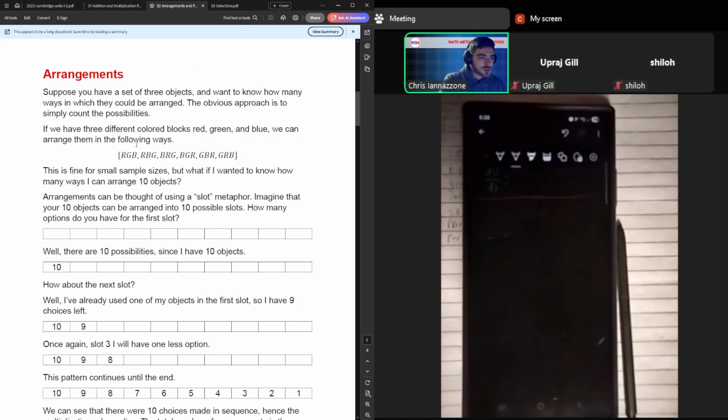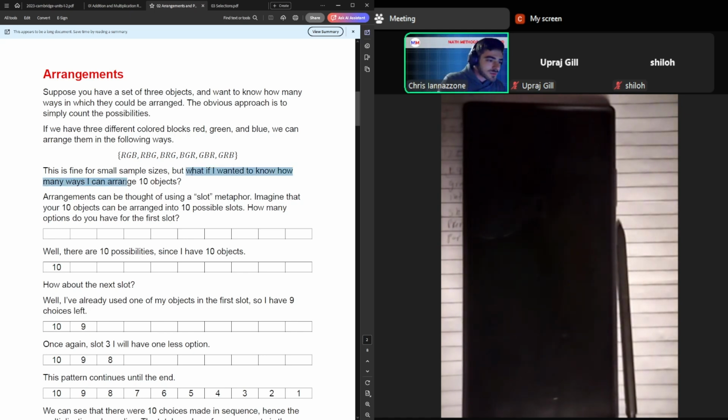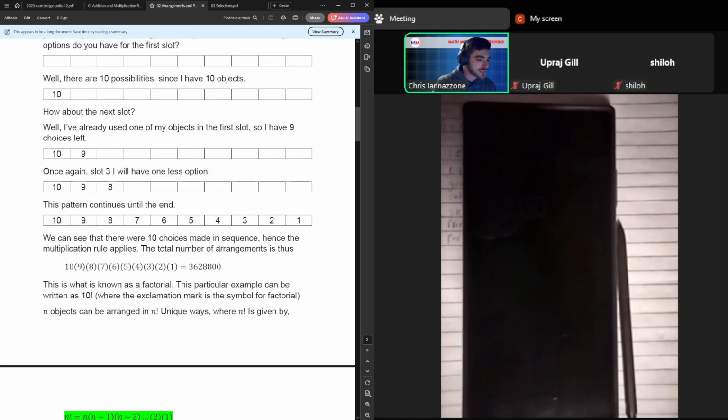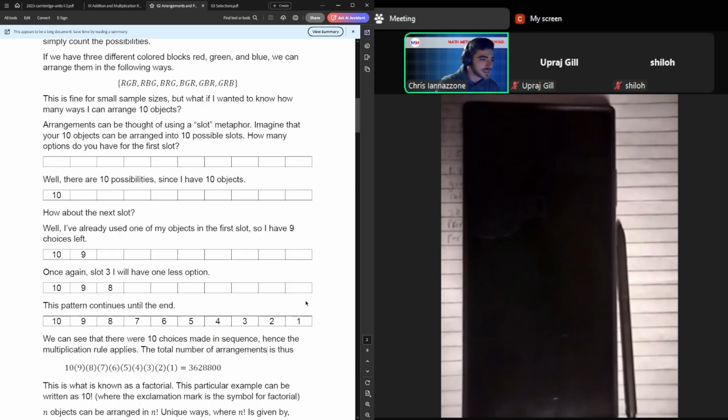Well, an obvious way to go about that would just be to literally count out the possibilities. If you have 3 different colored blocks, red, green, and blue, then figuring out the sample space by just toggling each of the blocks over and over again until you get all the unique combinations wouldn't be the end of the world. What gets more complicated is when you have 10 objects. That's a lot more counting to be done. In fact, if we take a sneak peek at how many combinations there are, pretty sure that's 3 million. Yeah, 3.6 million. So good luck with that.